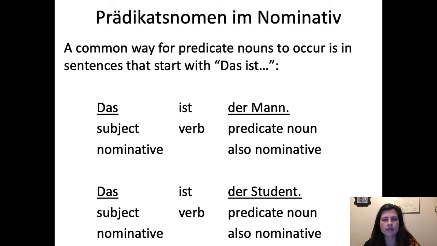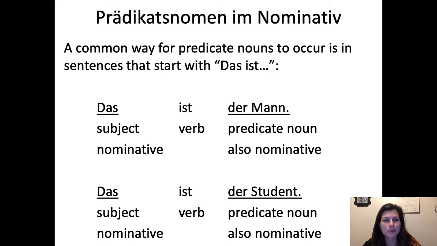This is this. So a common way for this to happen is when you say "das ist." This is something, right? So you say "Das ist der Mann." This is the man, or that is the man. So it's important to know that it's a predicate noun because predicate nouns are not in the accusative, they're in the nominative. So you end up with sentences that are structured nominative, verb, nominative, instead of nominative, verb, accusative, like you might expect. "Das ist der Mann."